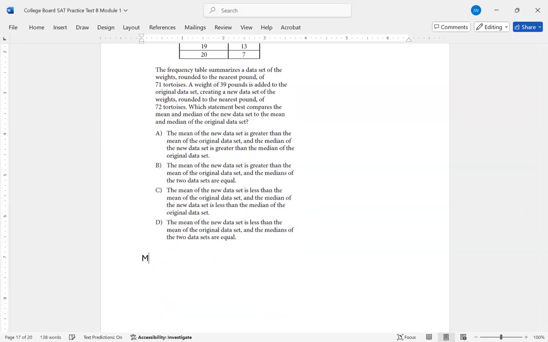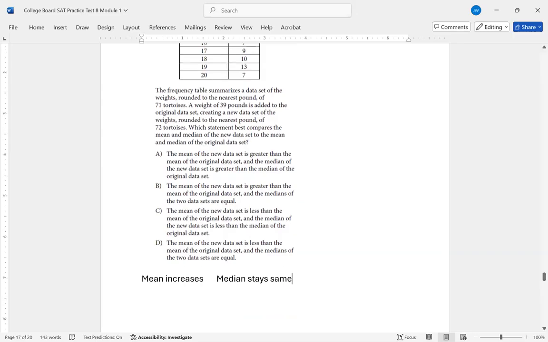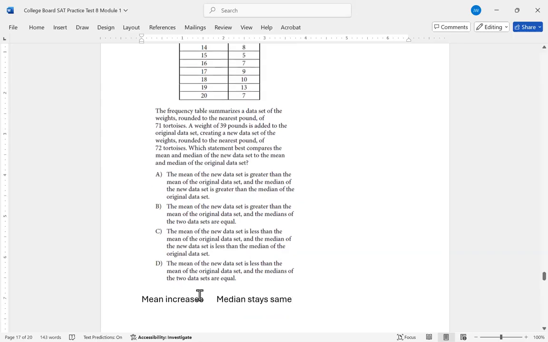So the mean increases from our original data set to our new data set, but the median stays the same. Again, you could have manually found the mean and the median for both our original data set and our new data set, but using logic, we know that the average increases while the median stays the same. So let's look for which option that is.